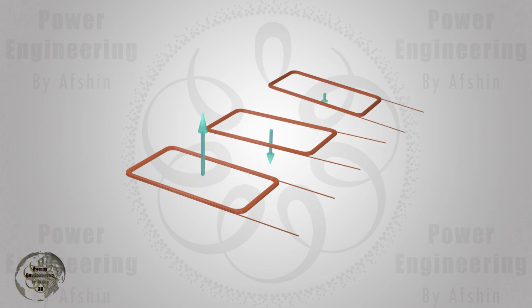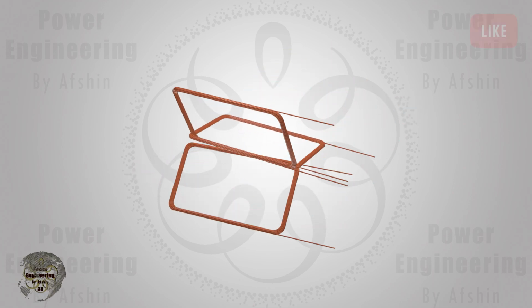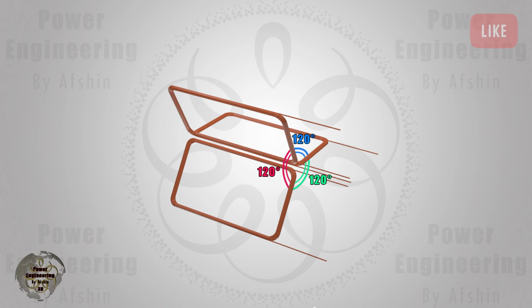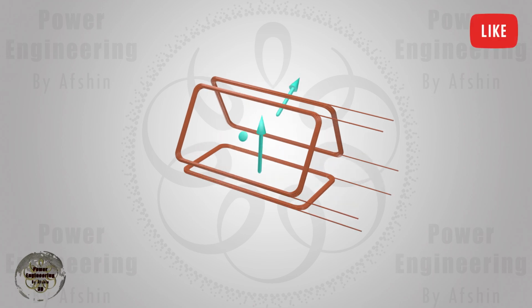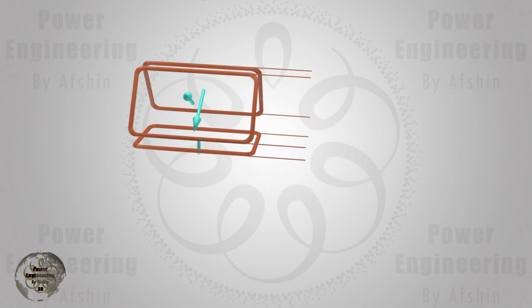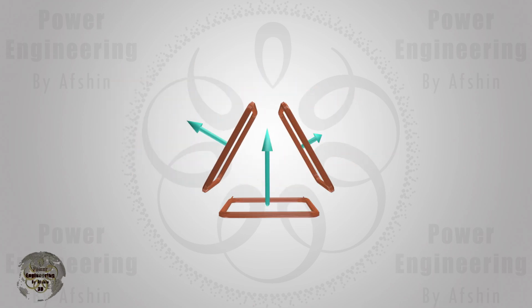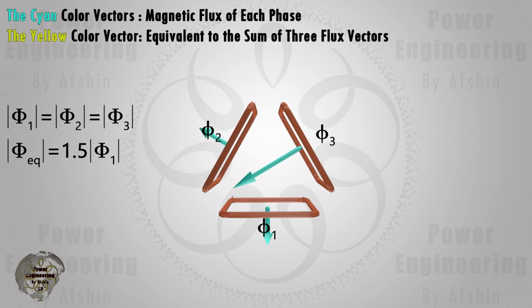If these coils are placed 120 degrees apart from each other, the resulting configuration will look like this. Now imagine the coils are arranged in a circular manner with the same phase difference. Then the flux vectors for each winding are plotted and centered. These vectors are then summed together. The result is a flux that rotates with constant amplitude.